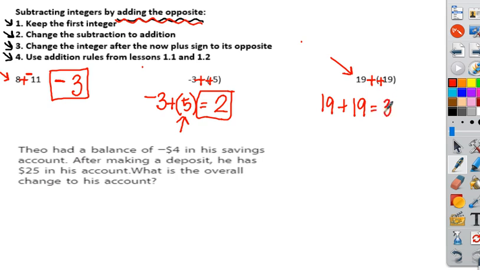You get 38. Okay? And that's positive. So two positives being added together gives you a positive answer. All right, and then the last question.